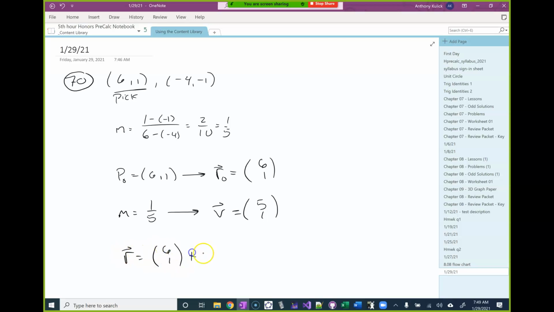So my vector equation for a line then is this. And there's 4 versions that you could have written of this, depending on whether you picked 6, 1 as the point, or -4, -1 as the point, and then whether you used the slope as 1/5, or you did the slope as -1 over -5. So those are the 4 possibilities. Any combination of those would be fine, though. So your answer might not match that one exactly, but if it's the other point, or if the 1 and the 5 are both negative, that's okay. Any combination is fine.